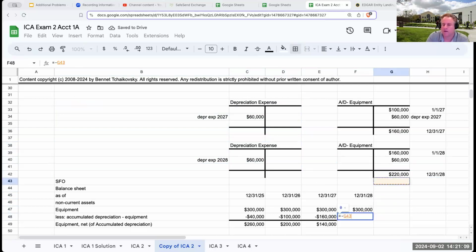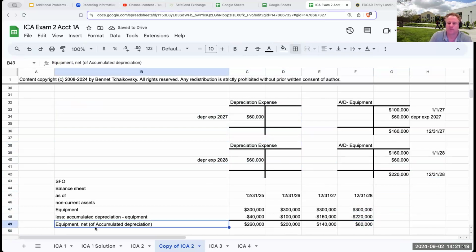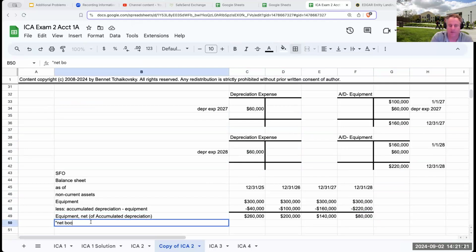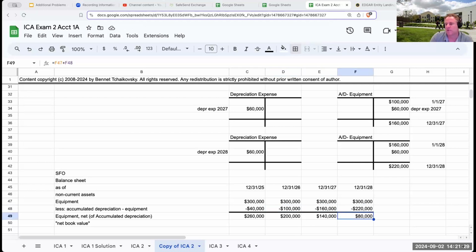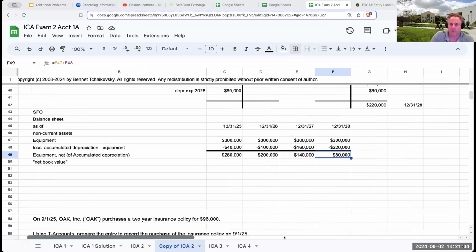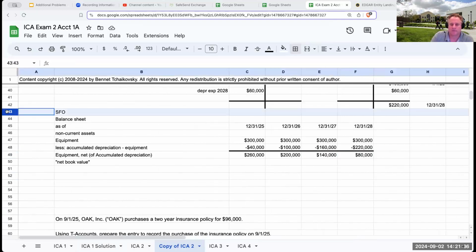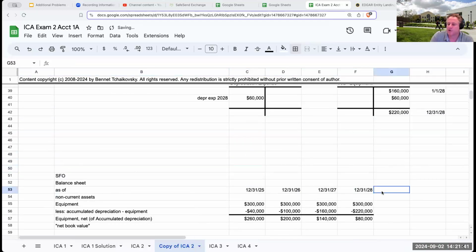Okay. Now, as we go over here, I now have an ending balance, or basically my book value, or my equipment net. You'll sometimes hear this referred to as net book value, which means that the cost minus my accumulated depreciation gives me my net book value. So as we look over here, let's go ahead and do this for 12/31/29.